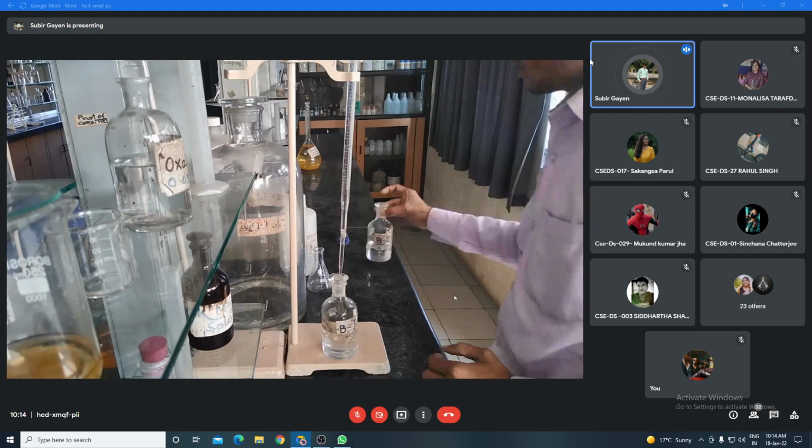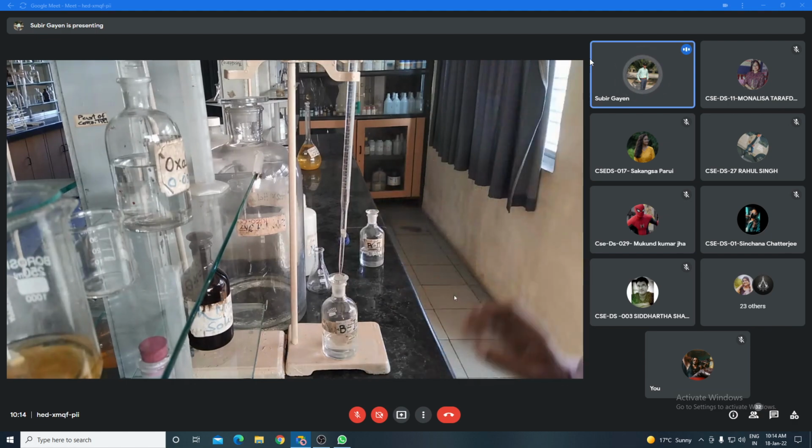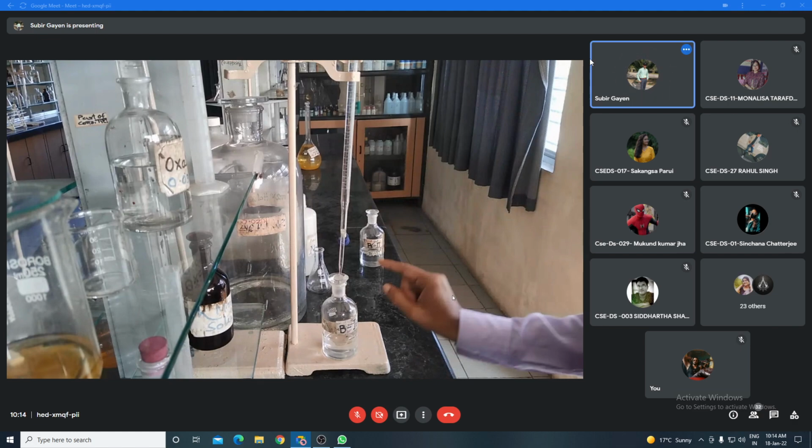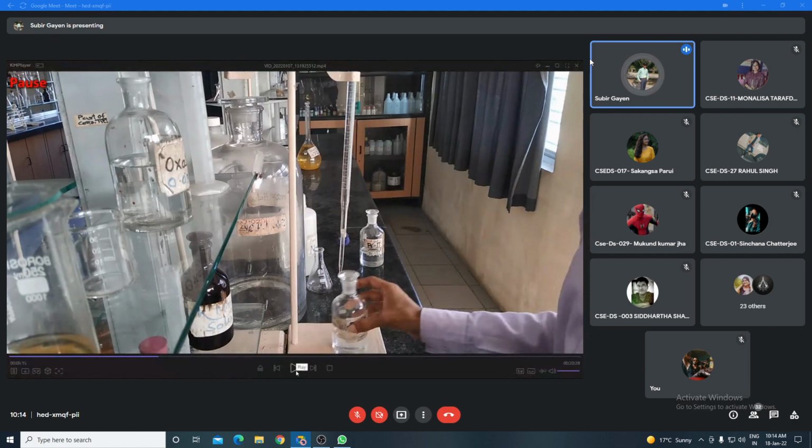Okay. Now I will show you how to take the layer. Without disturbing the layer, you have to take any particular layer, then titrate with sodium hydroxide. If you disturb the layer, then suppose the water layer can mix with the organic layer, or the organic layer mixes with the aqueous layer. So you must keep in mind that you don't disturb any layer. Slowly you do the titration.